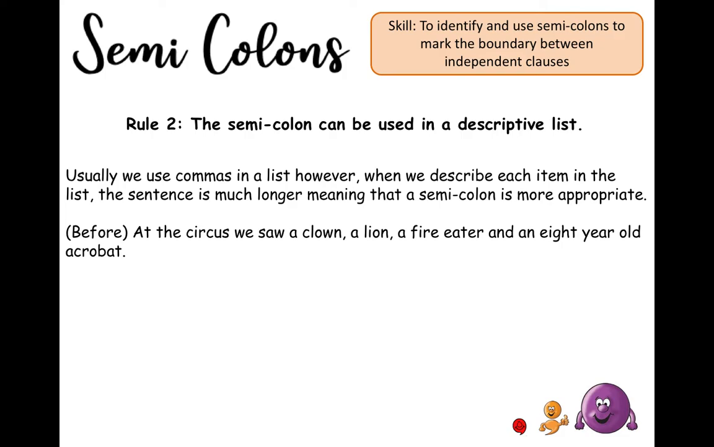I've put before because we're going to up level it and see the improvements after. So before: At the circus we saw a clown, a lion, a fire eater and an 8-year-old acrobat. Now what we're going to do is have a look at what happens when we up level these sentences to have more detail, and we're going to replace some of the commas with semicolons.